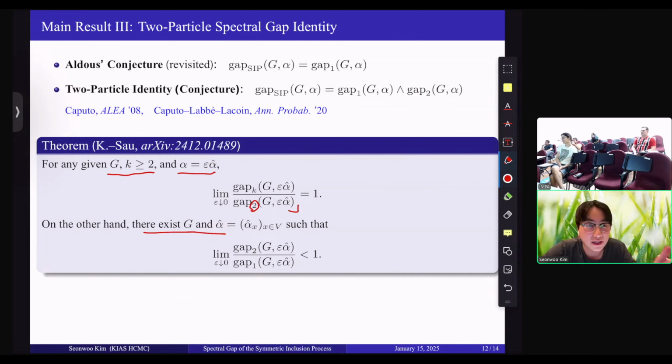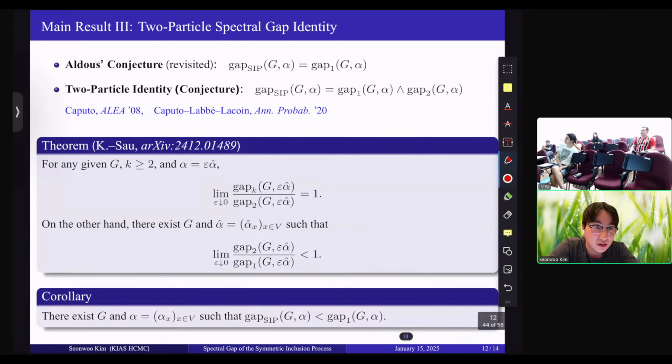not very complicated graph, just a very simple torus. In this case, we can construct G and alpha hat such that in the limit, the ratio between gap 2 and gap 1 is strictly lower than 1. So using this second inequality, we can immediately achieve the following corollary. So we can construct an explicit graph and the site weight such that gap C is strictly lower than gap 1. This is just because the limit is bounded away from 1, we can take a graph such that this ratio is strictly lower than 1, right? And then if you substitute here, we immediately get the corollary.